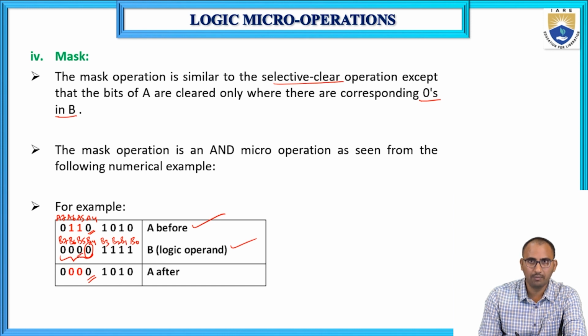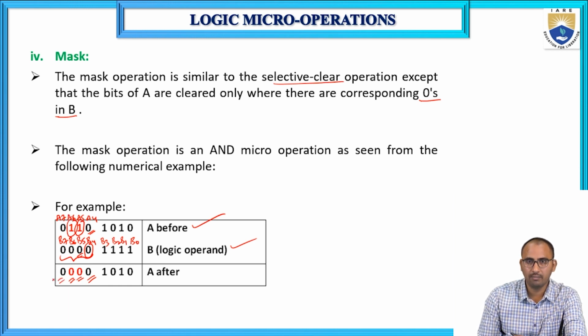And coming to the B5 position, the corresponding bit in the A register is A5. But here logic 1 is there. So we have to make it logic 0. Similarly B6. The corresponding bit in register A is A6. A6 is equal to logic 1. We have to clear it, so it will become 0. B7. The corresponding bit in register A is A7. A7 is already 0. No need to change. Already it is 0.